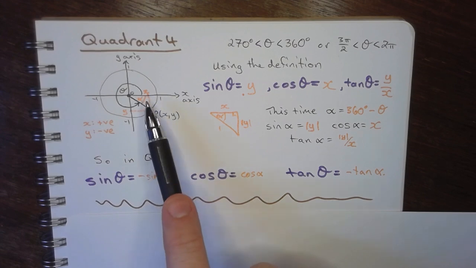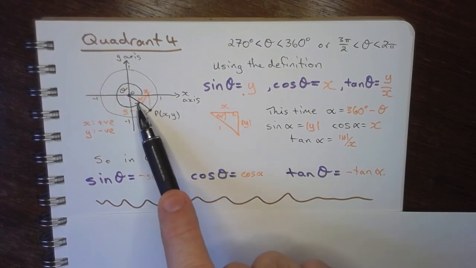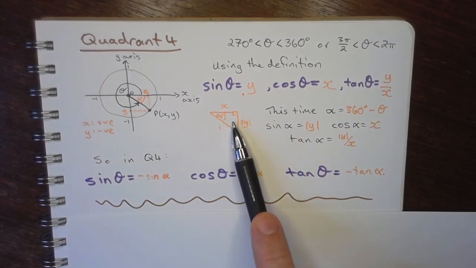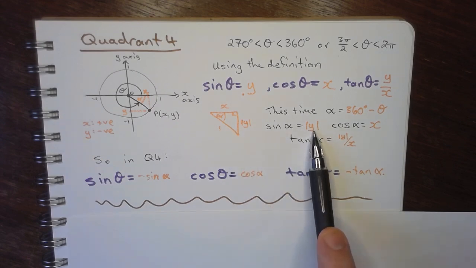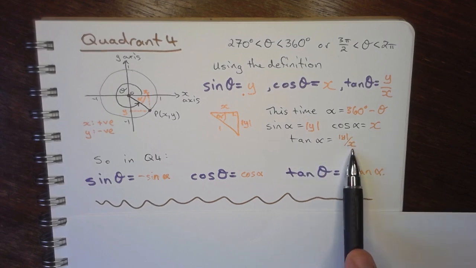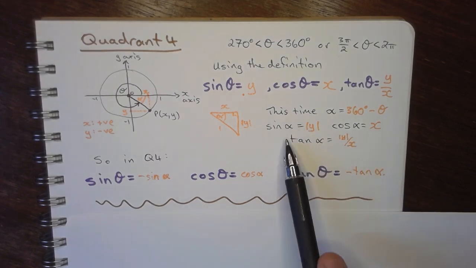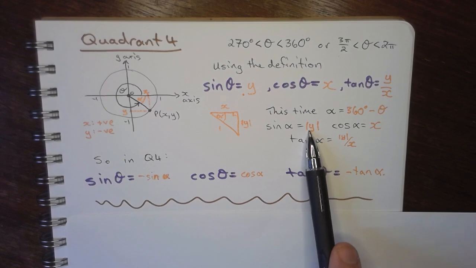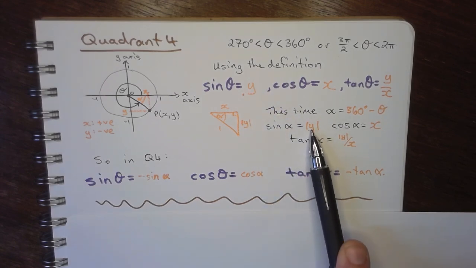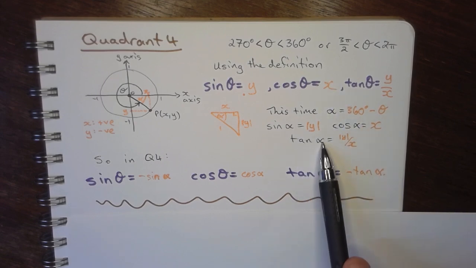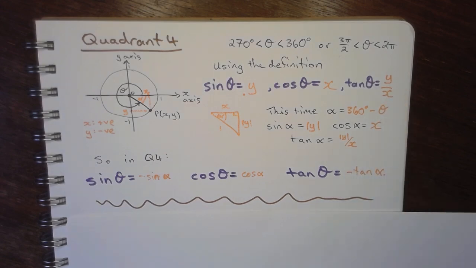This time you can see alpha is going to be a full 360 degrees, but minus whatever theta is, so 360 minus theta. Looking at our triangle, sine of alpha, opposite over hypotenuse, will be absolute value of y. Adjacent over hypotenuse for cosine will give us x, and tan of alpha, absolute value of y on x. As we've done for the last two quadrants, let's compare those. We can see sine theta and sine alpha are just negatives of each other, because y is a negative value, and down here we've got the absolute value of that. Cosine of theta and cosine of alpha, exactly the same value. Tan of alpha, absolute value of y on x, will be the negative of tan of theta. So you can see those three written out there as well.